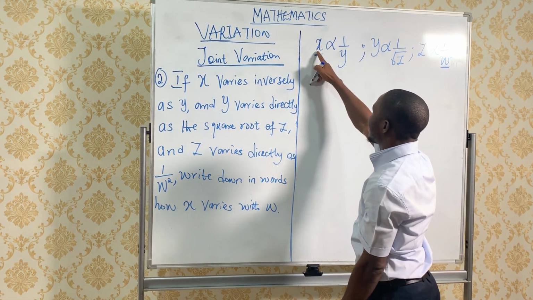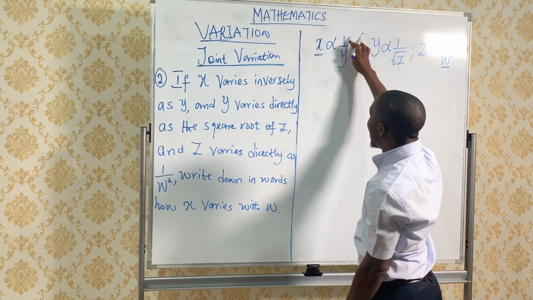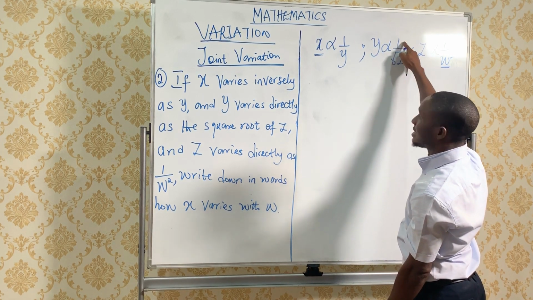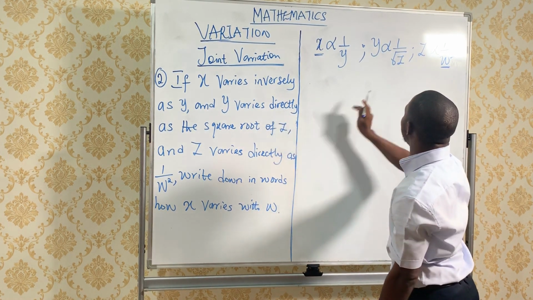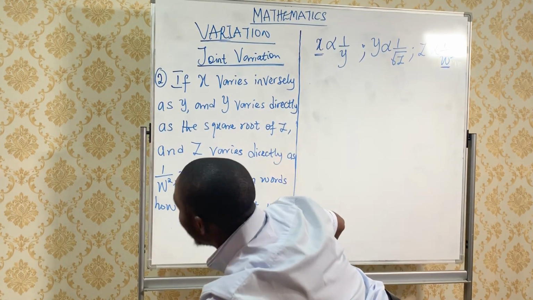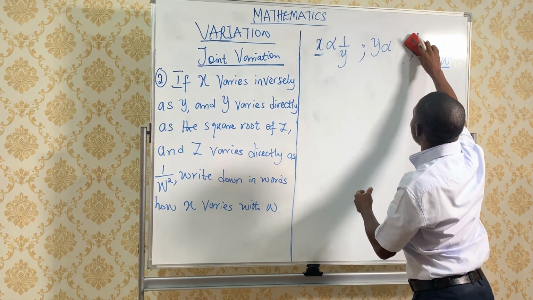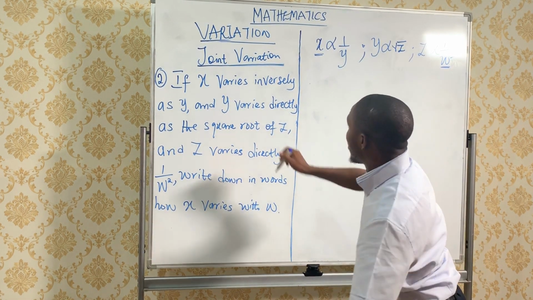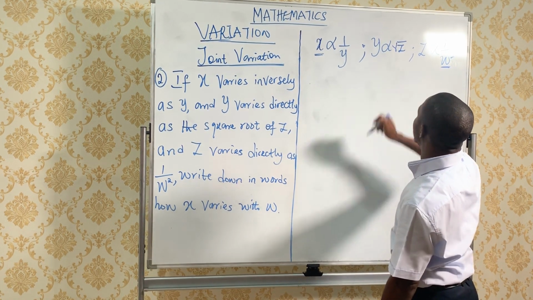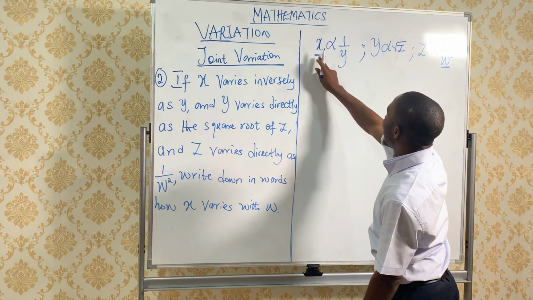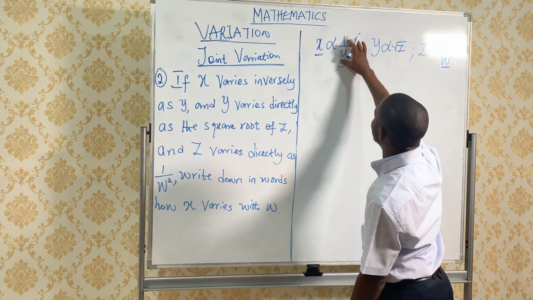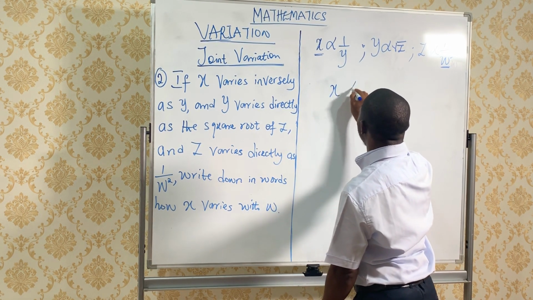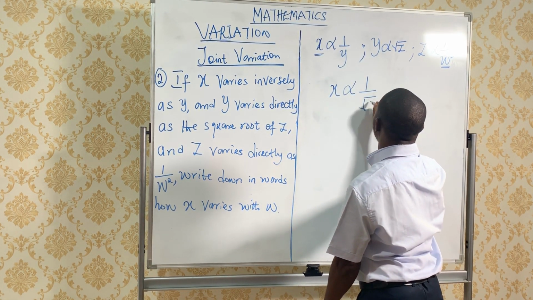Now, x varies inversely as y, and y varies directly as the square root of z. This shows that if x is inversely proportional to y, and y is directly proportional to the square root of z, it implies that x will definitely be inversely proportional to the square root of z.